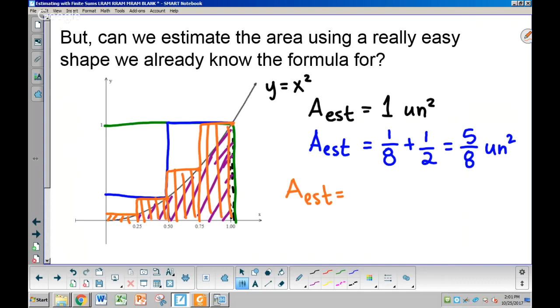Now, do all of these have the same width here? Yes, 1/4. So could I factor that out in front and then only add up the heights? Yeah. Okay, that's good. So this is going to be 1/4 squared, 1/16. Plus, this is going to be 1/2 squared, 1/4. Plus 9/16. This is 3/4 squared, which is 9/16, plus 1.